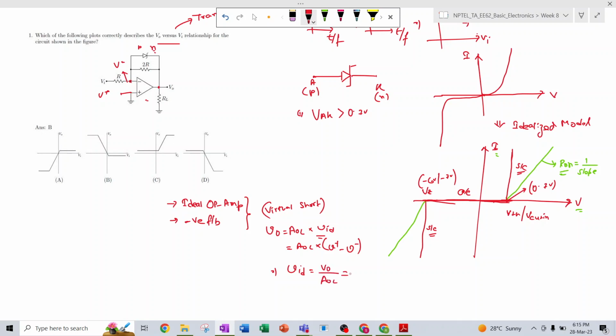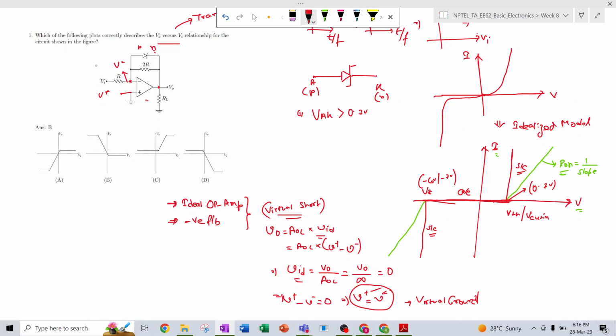Now the open loop gain of an ideal op amp is infinite. So we can say VID is equal to 0, or V plus minus V minus is 0, or V plus is equal to V minus. So whatever voltage we apply at either of these terminals, the other terminal also sees the same voltage. This is the concept of virtual short, of which a special case is virtual ground. That means if we put either of these two terminals to ground, then the other terminal automatically becomes ground. But the conditions are, first it should be an ideal op amp and it should have negative feedback.